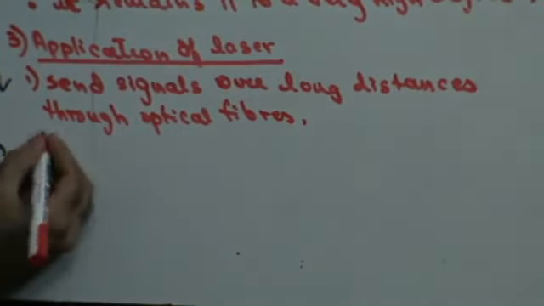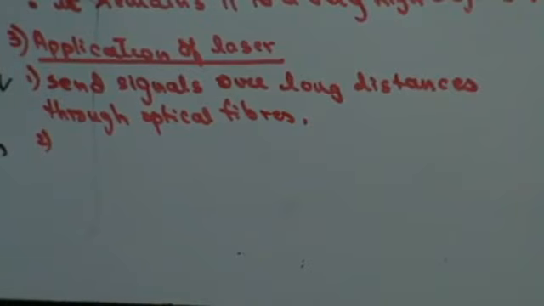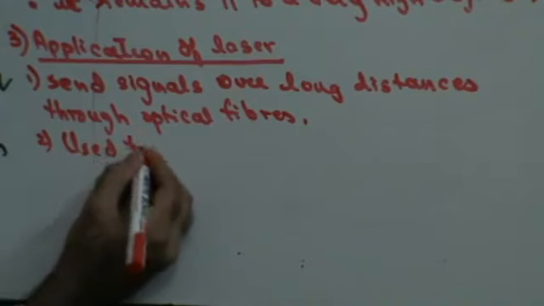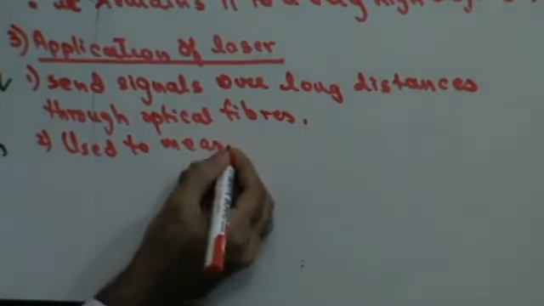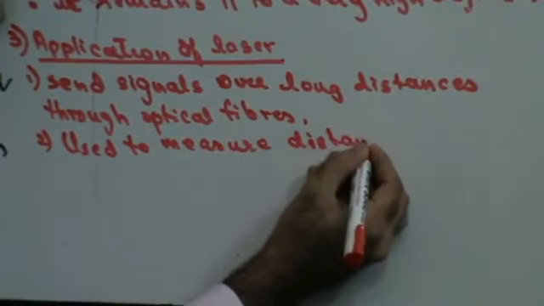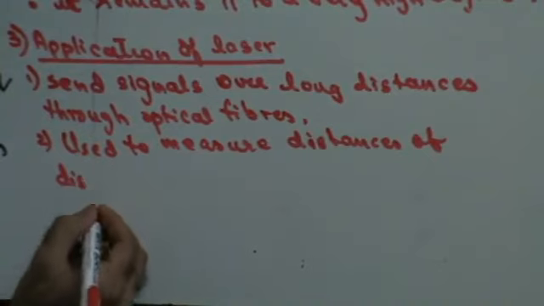Right? That's the first application. As the beam of light is highly coherent, it can travel very large distances without losing intensity. Hence, it is used to measure distances of distant objects such as the moon.